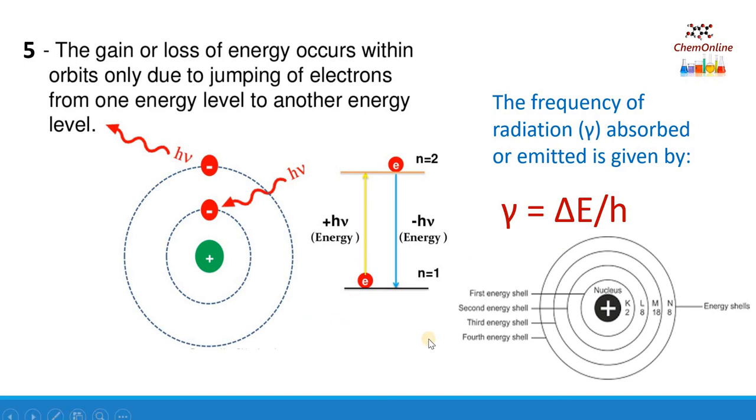Each orbit or energy level is designated as n equal to 1, 2, 3, 4, etc., which are also called K, L, M, N shells. The first energy shell is designated as K, the second one is designated as L, and the third and fourth are designated as M and N respectively. So these are the main postulates of Bohr's theory.